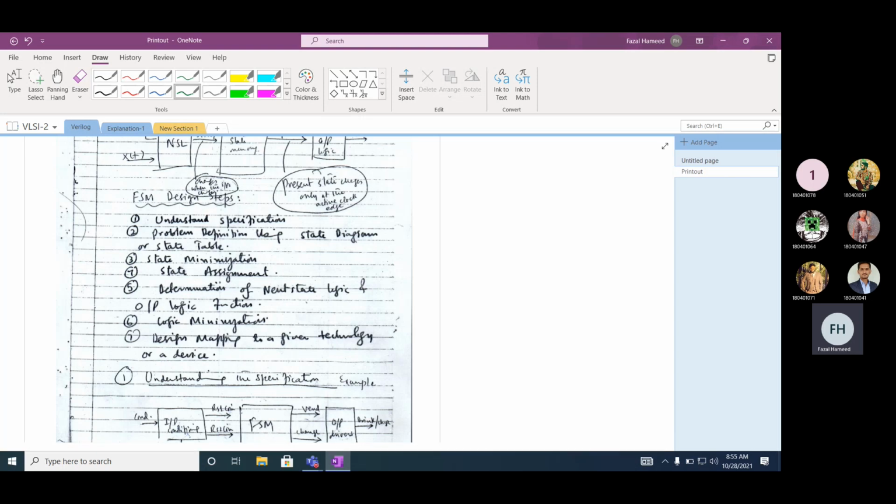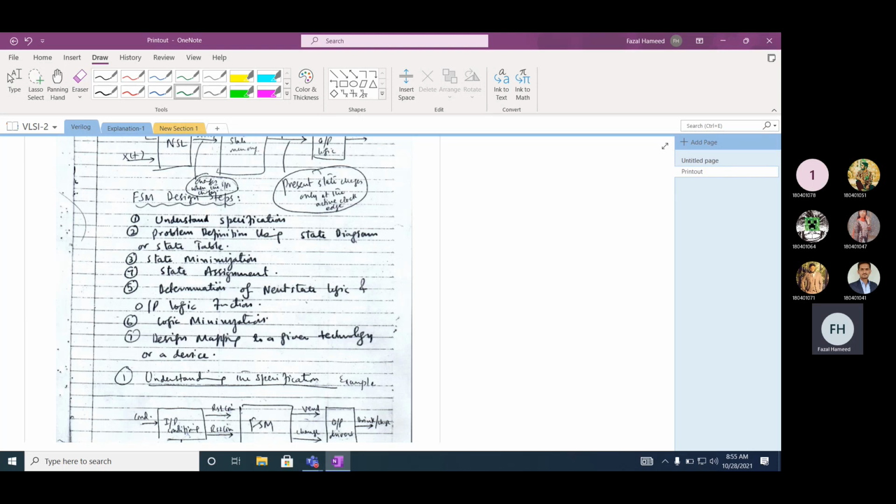First, we will start with understanding the specification. First, we want to design a system. But before designing this system, we need to understand the specification, and the specification is specified by the user. So now I will explain this with an example.